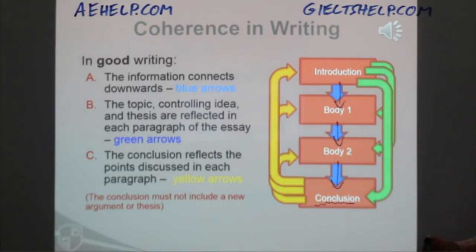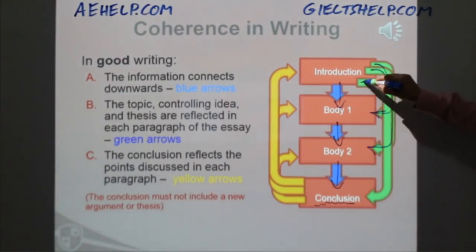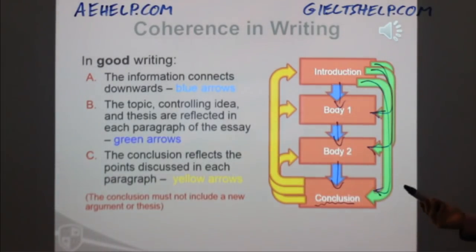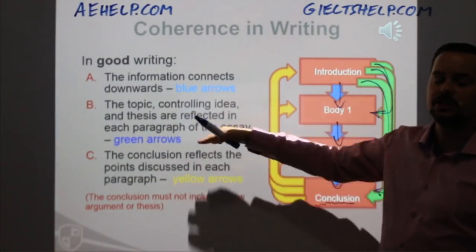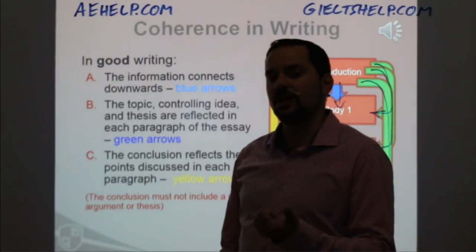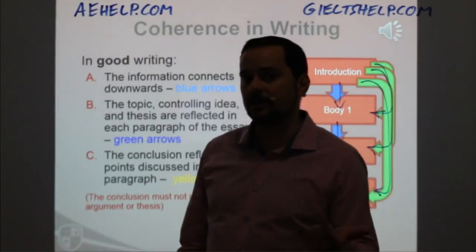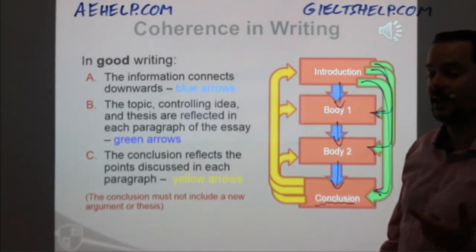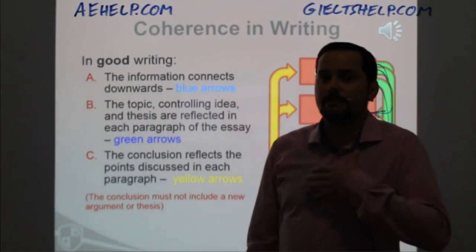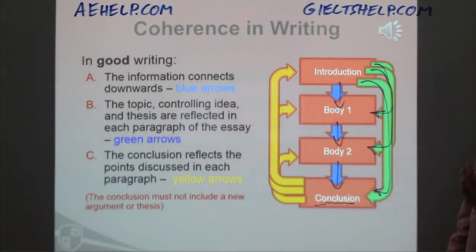Now, the green arrows here, what are these doing? You have a green arrow that goes like this, and then another one that goes like this, and another one like this. Basically, what that is saying is that the topic and controlling idea and the thesis of the question. So in this case, we're talking about physical education, and should it be a part of the regular school curriculum or regular school program or not? So that's the topic and the controlling idea. My argument in my essay is that yes, it should be, and I will discuss both sides.